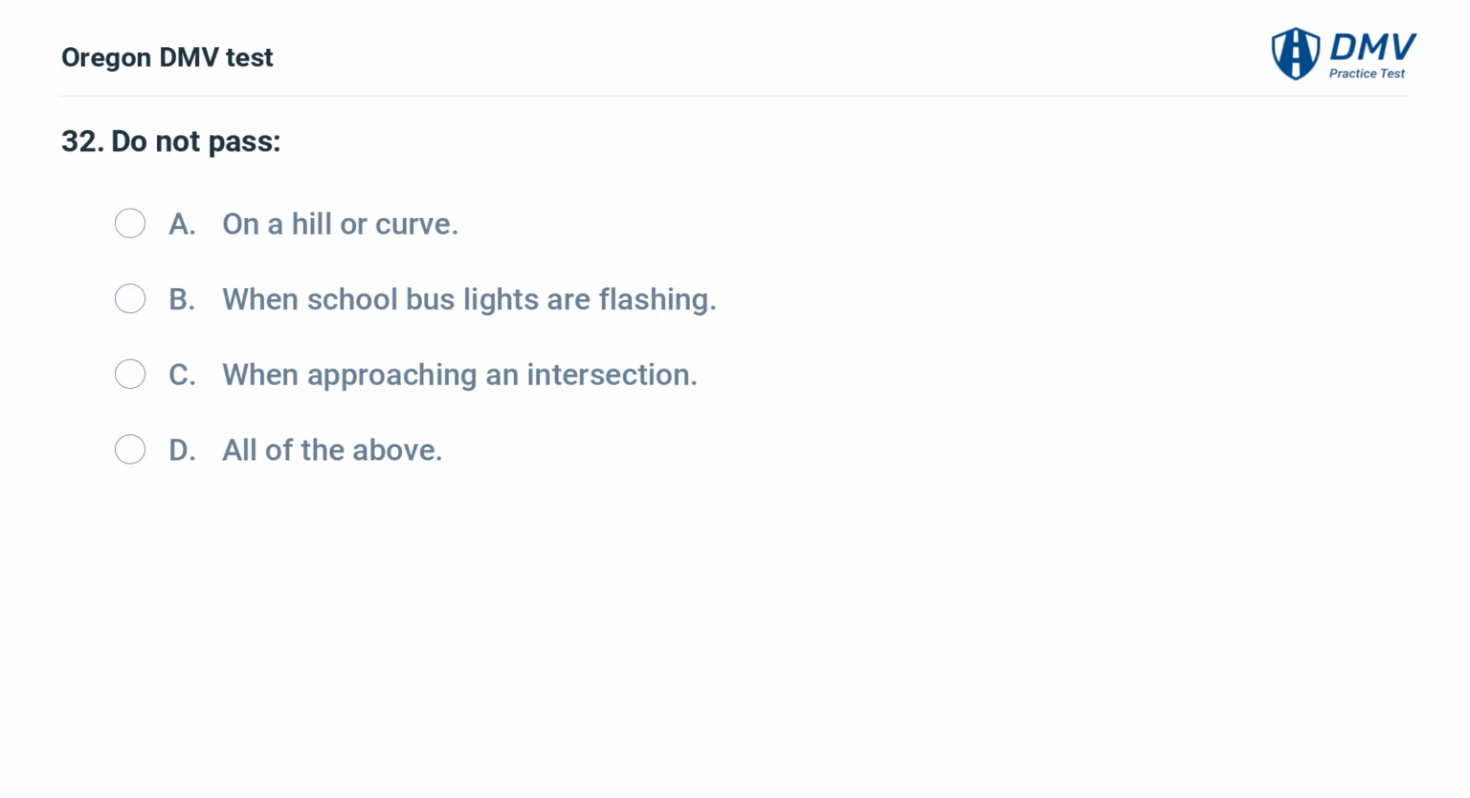Do not pass: A. On a hill or curve. B. When school bus lights are flashing. C. When approaching an intersection. D. All of the above.